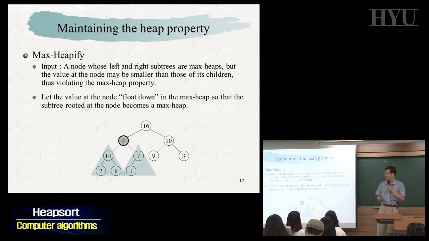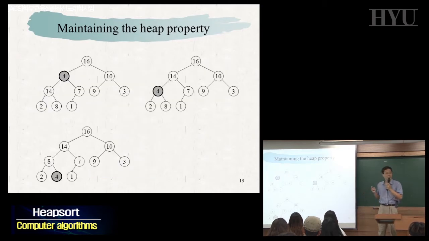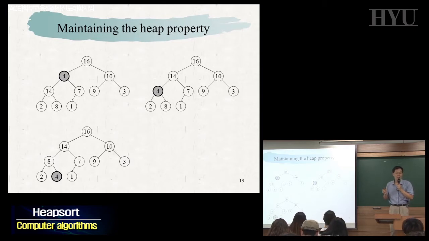The first thing you should do is compare these three numbers, 4, 14, and 7. Then among them, 14 is the biggest one. Then exchange 14 with 4, like this. Then, because 14 is the biggest, there is no violation between 14 and 7, and 14 and 4. But still, there can be some violation in the subtree rooted at 4.